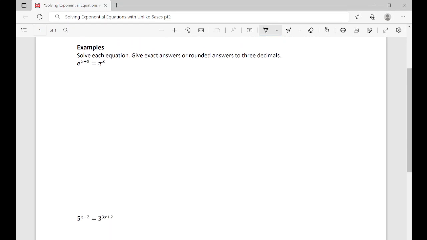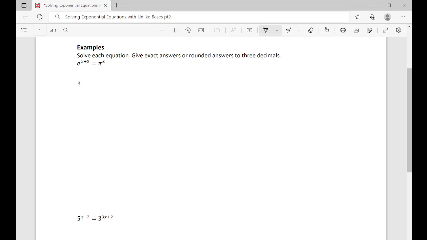Now, I prefer using ln, and the reason why is because of equations like this. In this equation, I have an e. And when I use natural log and e, they tend to cancel each other out. Makes it nice when you're trying to have a whole bunch of writing, and it simplifies it down a bit. So e raised to the x plus 3 equals pi to the x.